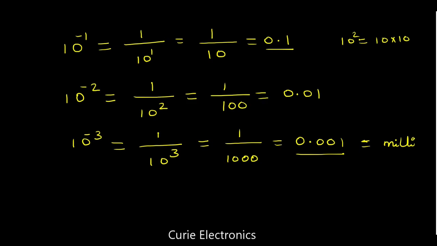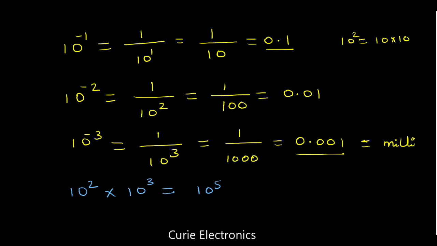Now, related to the capacitor, that will come back later. Before that, what I want to tell you here: how do you multiply 10 to the power 2 multiplied by 10 to the power 3? How do you do it? The answer is 10 to the power 5. How did you get this 10 to the power 5?